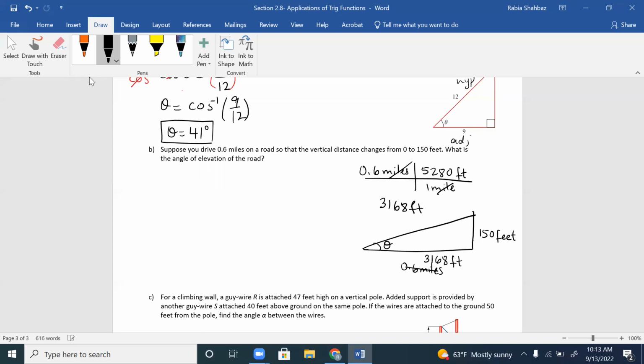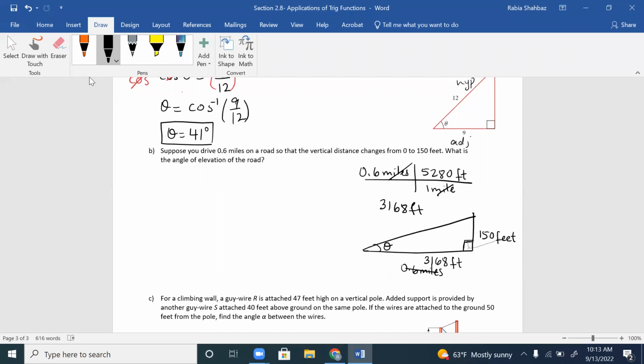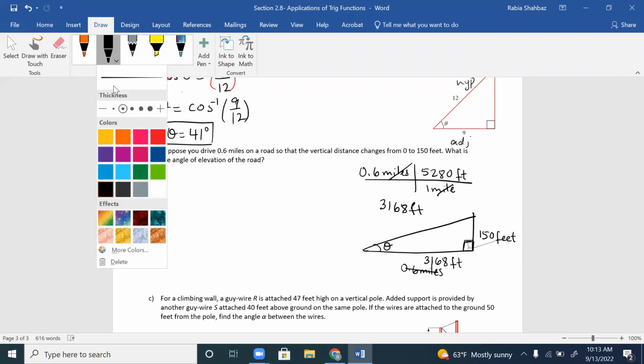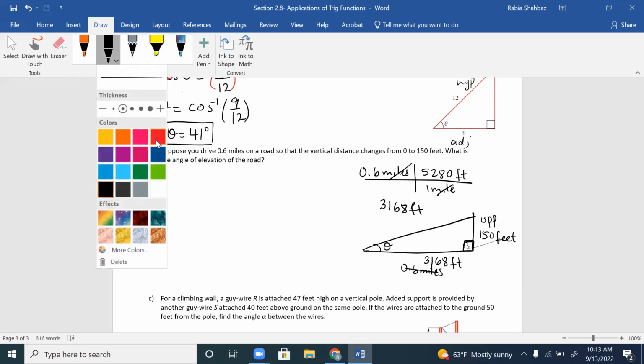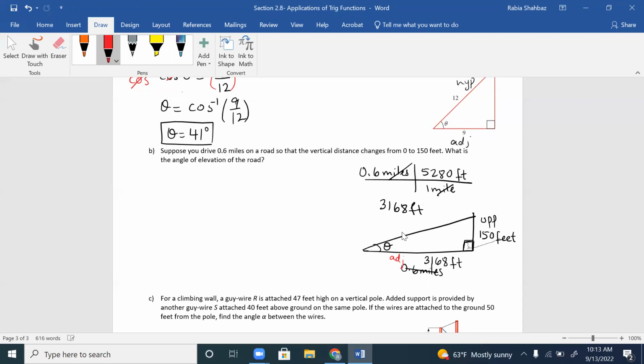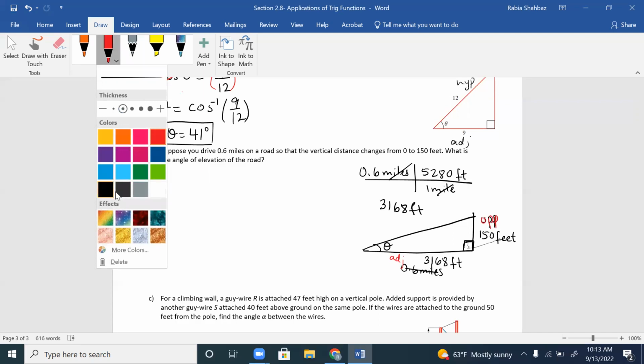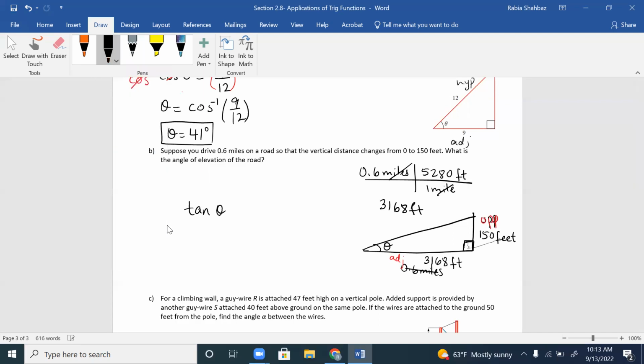So now I am going to figure out which trig ratio I'm going to use. This 150 is the opposite side, and this is the adjacent side. So obviously we're going to use tangent. So tangent of the angle is equal to 150 over 3,168. And the angle is equal to tangent inverse of 150 over 3,168. Putting it into the calculator.